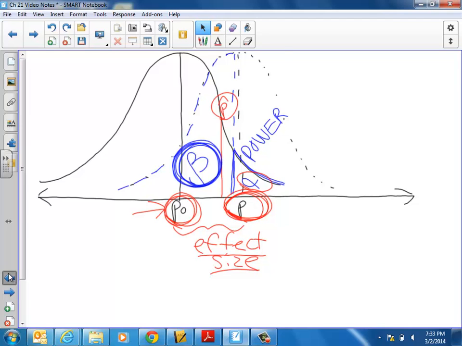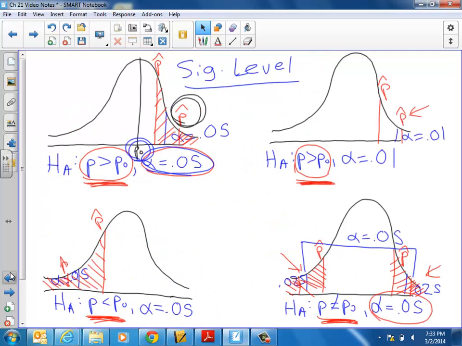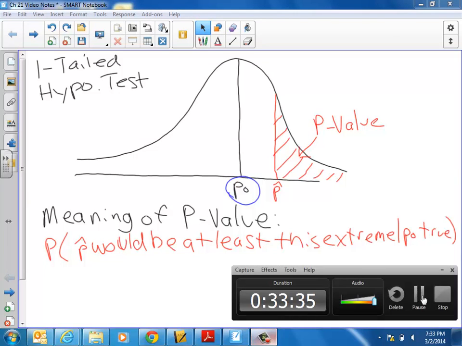So, that's our introductory sort of exploratory look at Chapter 21, where we're talking about errors and other good stuff. I will look at a problem with you guys in class next time.